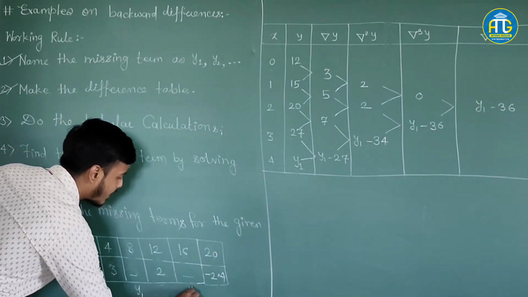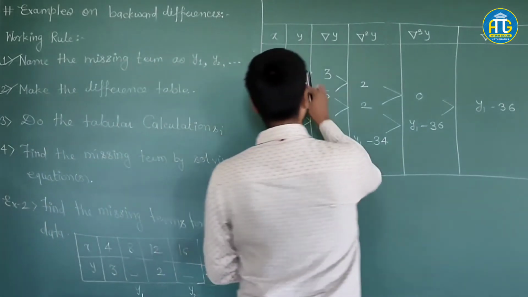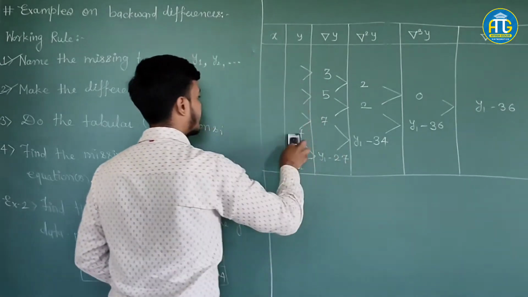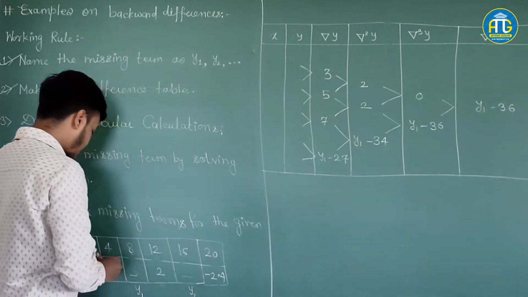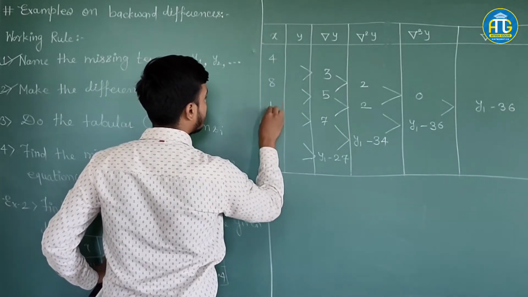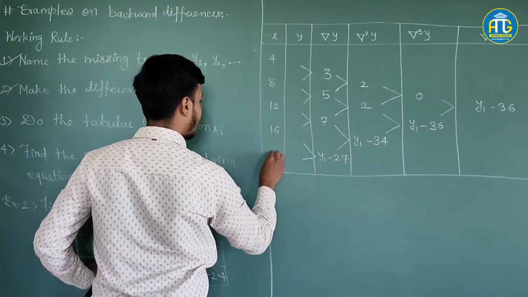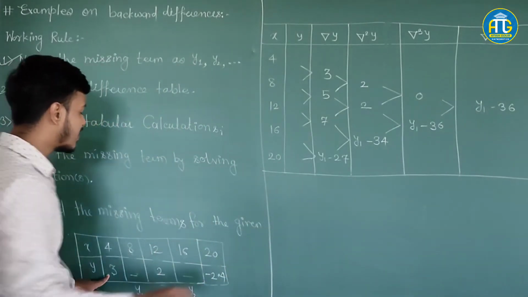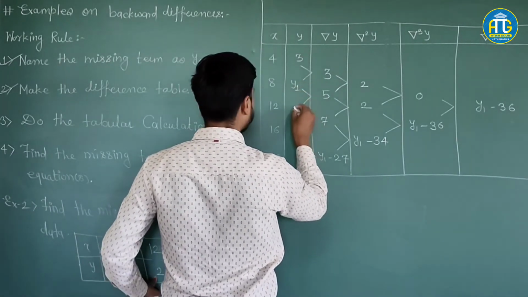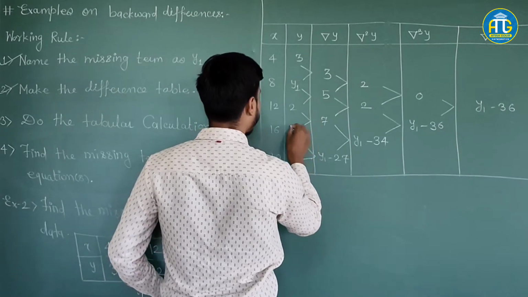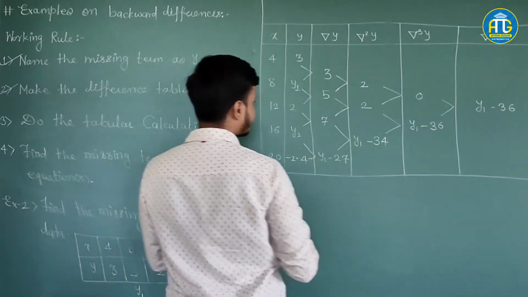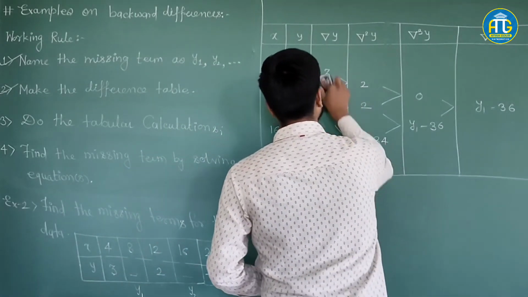Okay, so name the missing terms. So I will take it as y1, this one is y2. Now substitute all the values. So just give me a moment. So what are the values of x? 4, 8, 12, then we have 16 and then 20. And the corresponding values are 3, y1, then we have 2, and then we have y2, and at last we have minus 2.4.